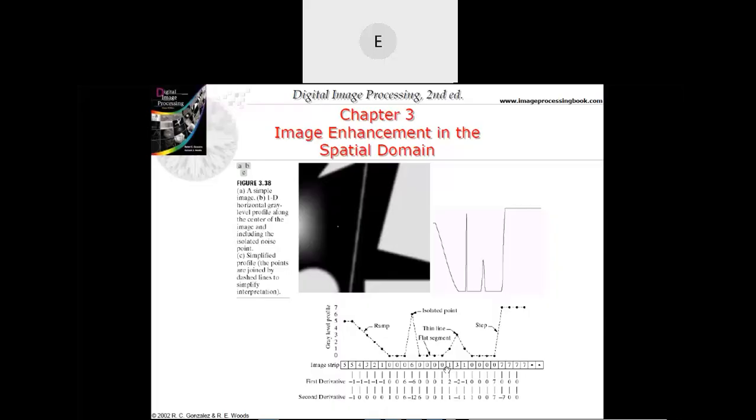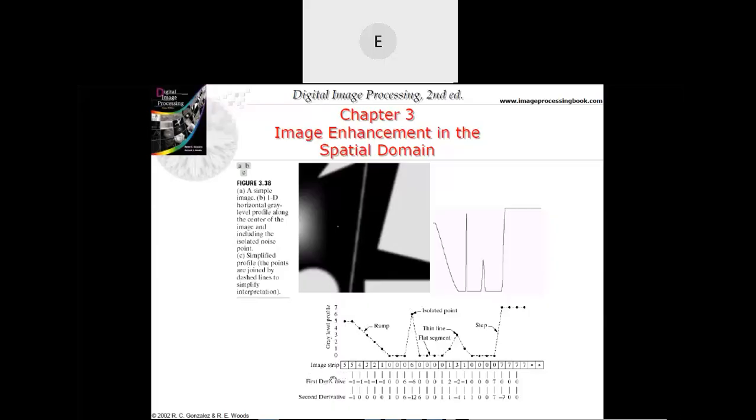It goes to 1, 1 to 3, then 3 to 1 back and 0. So this is a triangle. Then there is a step edge here. From 0 it goes to 7. So this is a step edge, this is a triangular type of edge, this is a ramp type of edge, and this is an isolated point. All the values are printed here.